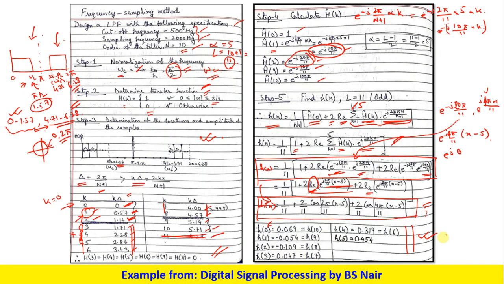So this is it. After that, you know the procedure. You have to find out the transfer function, and once you find out the transfer function, then you have to realize it. And if I ask you to find out the amplitude response and phase response, you have to calculate. Okay, now solve it.